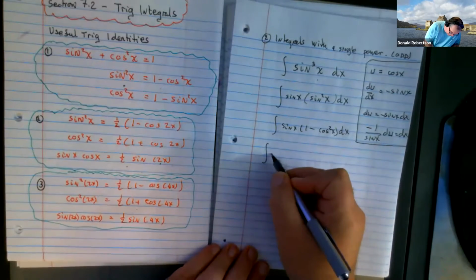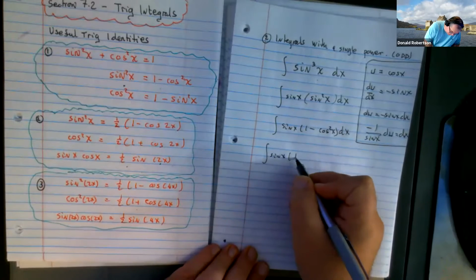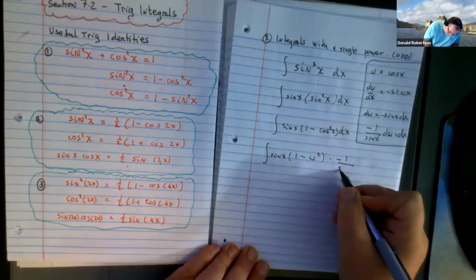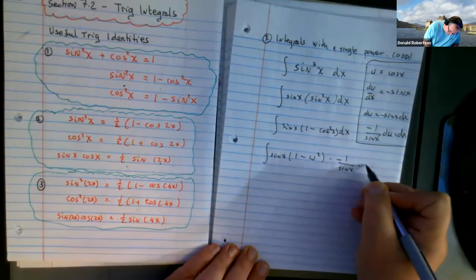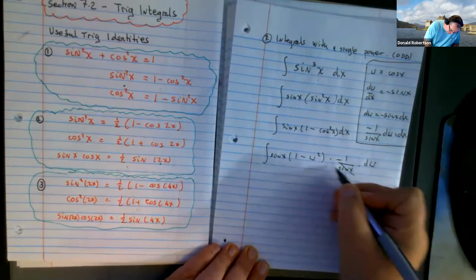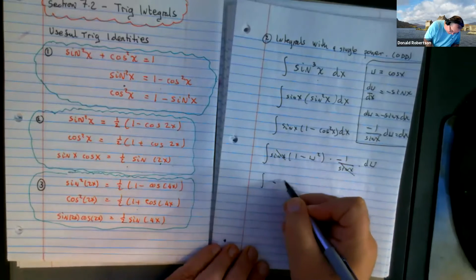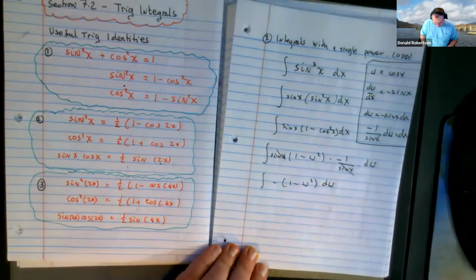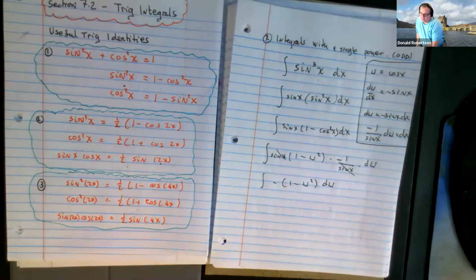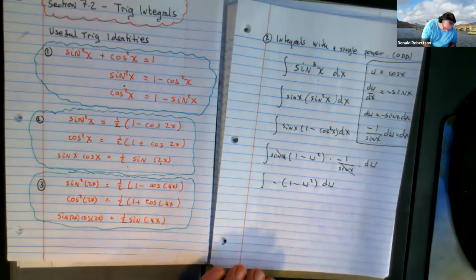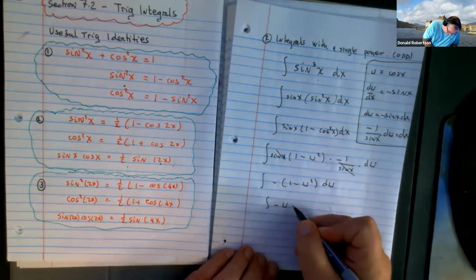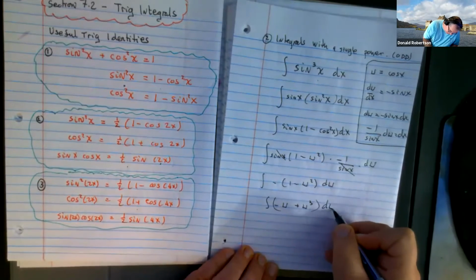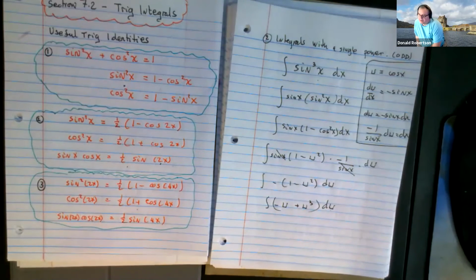So what do we have? We have a sine x, a 1 take away u squared, a negative 1 over sine x, and a du. And they cancel, and you're basically just left with that guy. Which isn't too bad, would you agree? That's almost ready to do. You have a negative u plus a u cubed. Are you happy with that line?